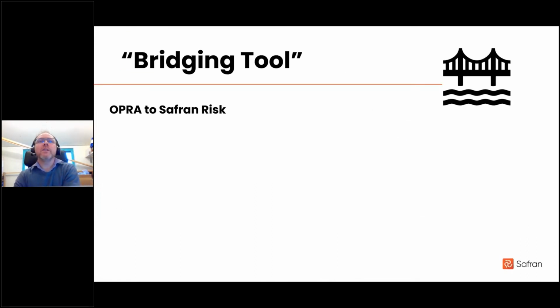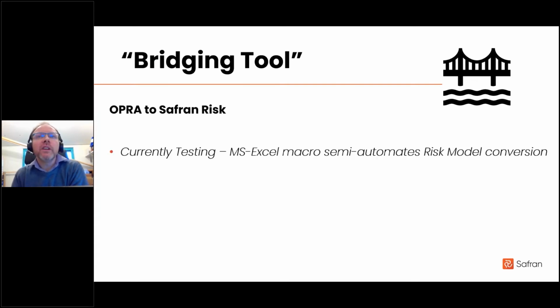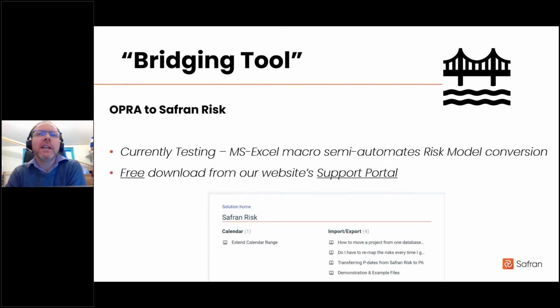And then something else that I hope we'll be making available to you much sooner is our new bridging tool. So currently it's undergoing some testing. This is a Microsoft Excel macro that will partially convert large chunks of your OPRA models if you still have access to an OPRA license, and are checking Safran Risk out and comparing to an existing model to see how it would look and behave in the Safran environment. That will be a free download, and we'll put it up on the website support portal.